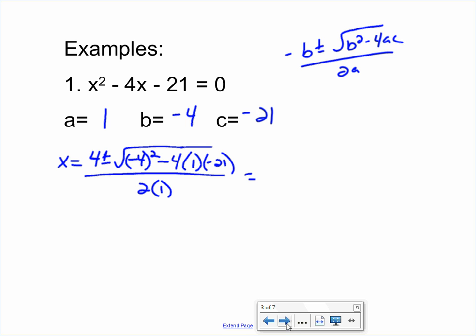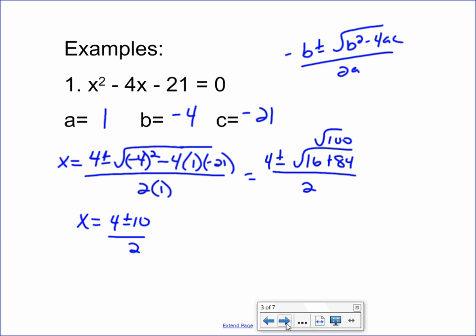So underneath the radical, we refer to that as the discriminant. So the discriminant in this case would be 16 plus 84, still over 2. 16 plus 84 is 100. So our discriminant value is 100, and the square root of that is 10. So I got x equals 4 plus or minus 10 over 2. If I took 4 plus 10, that would be 14 over 2, which is 7. If I took 4 minus 10, that would be negative 6 over 2, which is negative 3. So the two solutions of this quadratic would be negative 3 and 7.